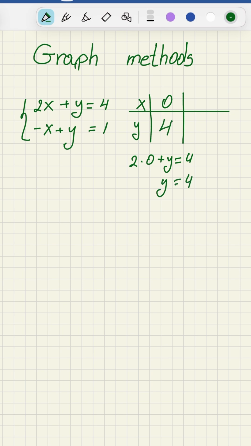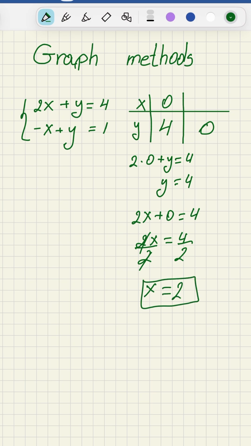Let's find the OX intercept. When intercepting OX, y is always 0. For this reason, we have 2x plus 0 is just 4, which means that 2x would be 4. We divide both sides by 2. They cancel out, and we have x just 2, because 4 divided by 2 is 2. For this reason, we have 2 and 0 as another point.